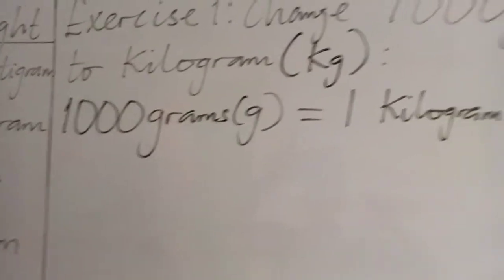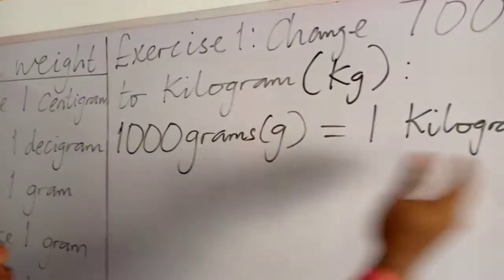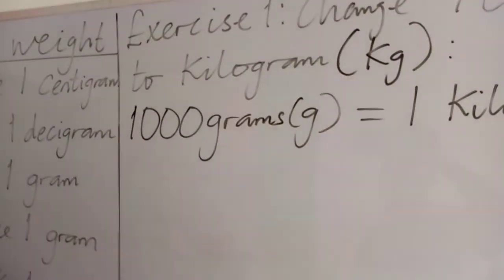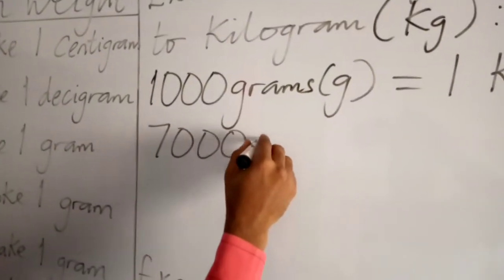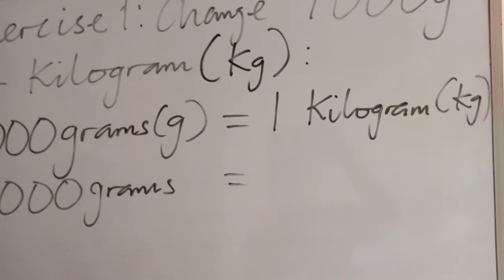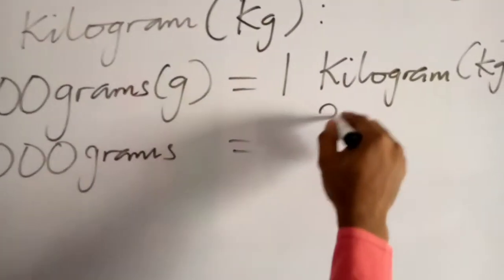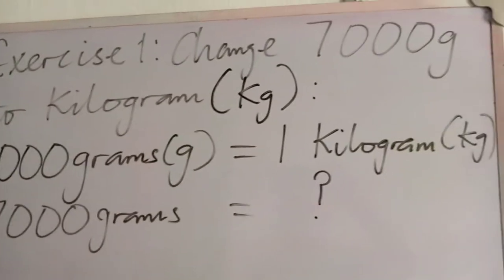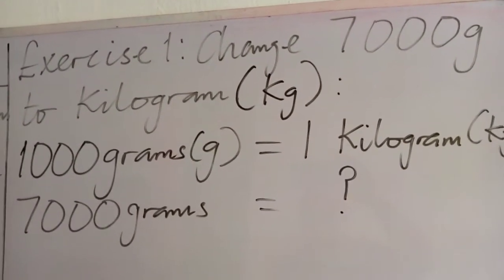Now we were given a figure here, 7,000 grams. Where do we have grams here? This is where we have our grams. So we put 7,000 grams under where we have grams. But we weren't given any figure for kilogram. That means we don't know it yet. We are asked to look for the figure. We use a question mark, or you can use a letter to represent the unknown.